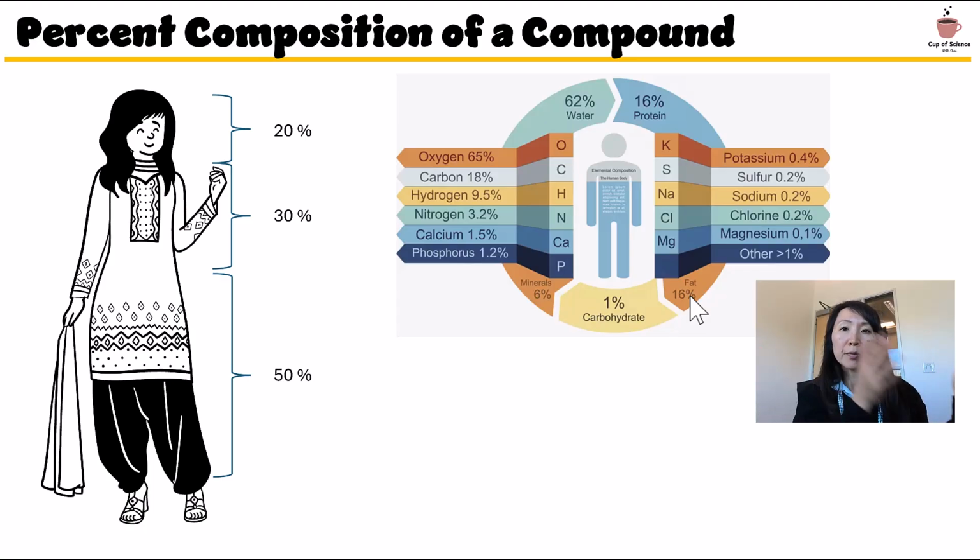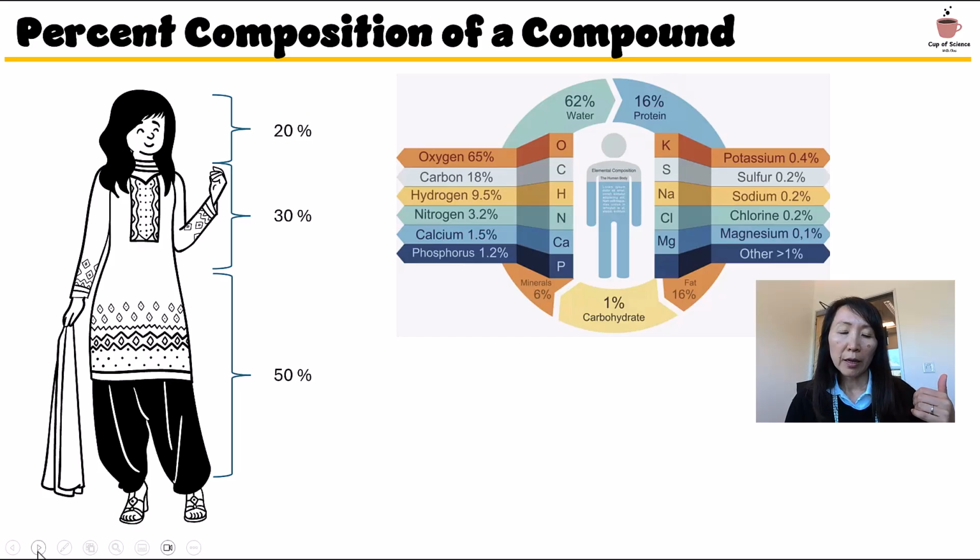Here we made an example of a body size, and this one is by element, and then the other one is by water, protein, mineral, fat, and carbohydrates, right? So we can do that same for elements as well.